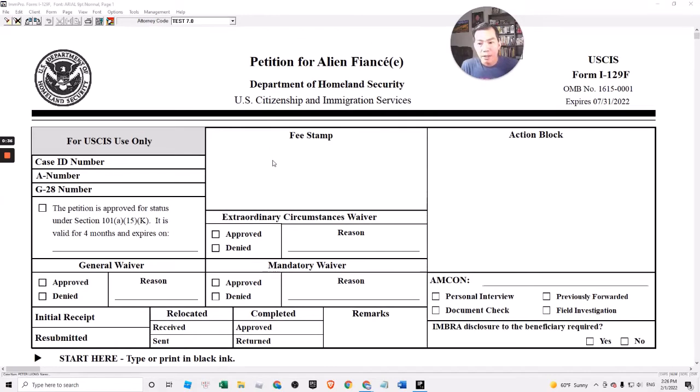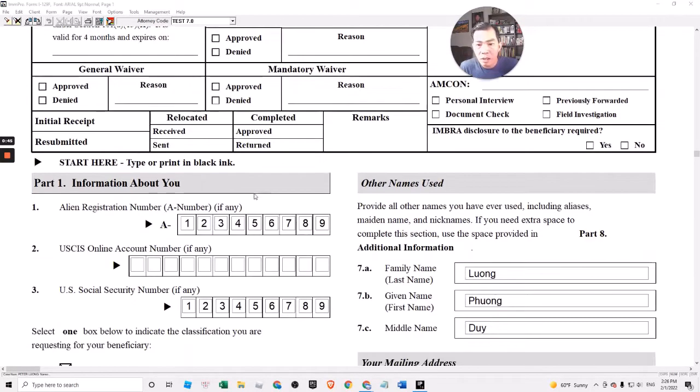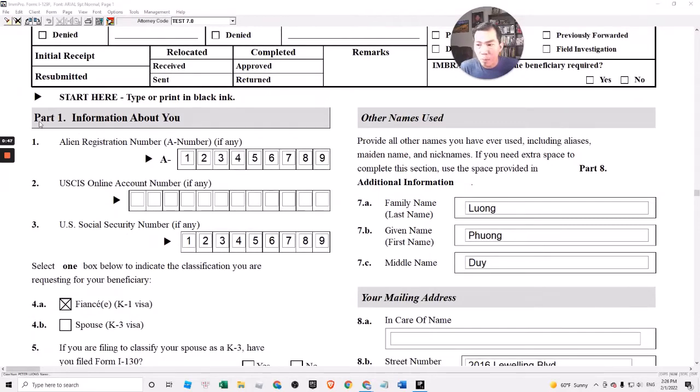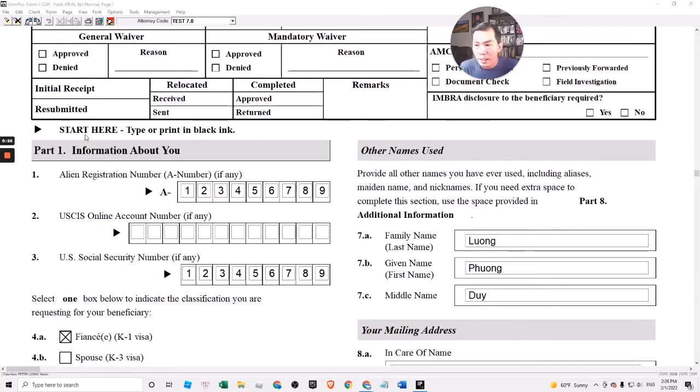So on the first top of the form, the caption here, you don't have to worry, because that's for USCIS use only. You only have to worry about this. Part 1, information about you. It's very clear, easy. Start from here. They don't ask you to start up here. You don't have to worry about here. Start from here. Type or print in black ink.